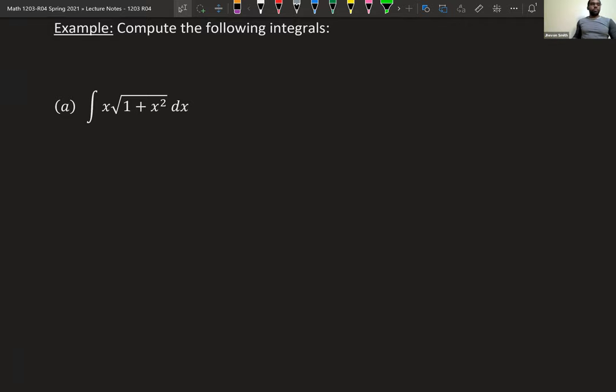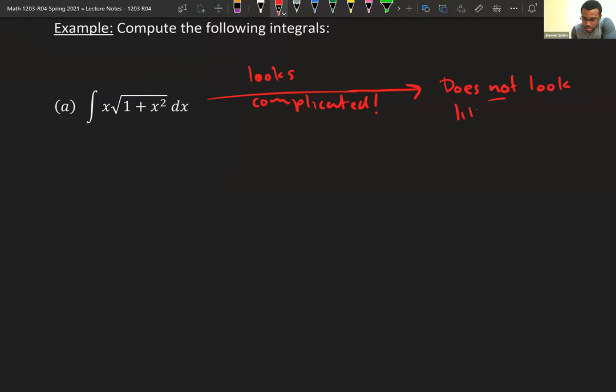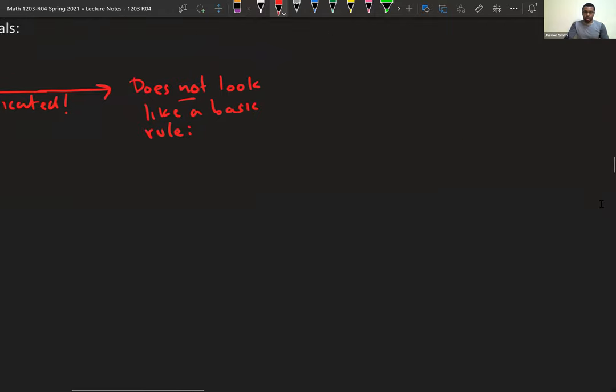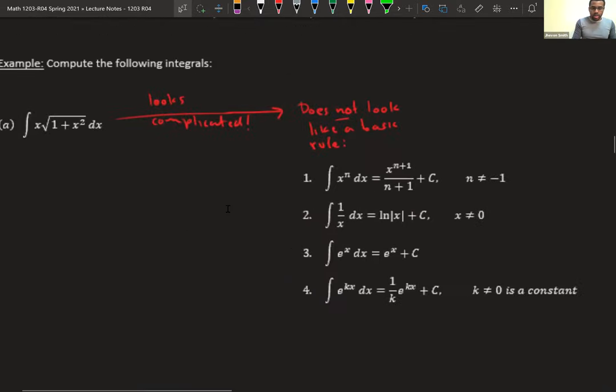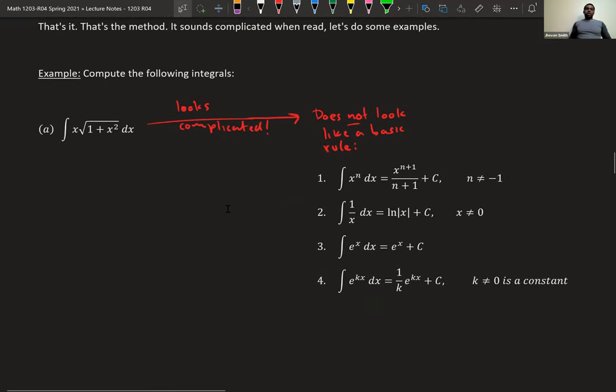So here are some examples we're going to do by substitution. Here's the first example. The integral of x times the square root of 1 plus x squared dx. Now, the first thing you should notice is this looks complicated. What does it mean to look complicated? It means it does not look like a basic rule. And remember what the basic rules are, I copied them over here. So let me move those over.